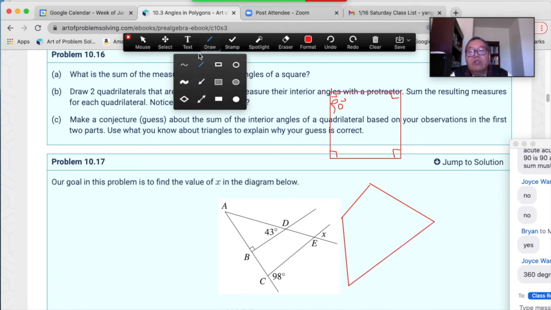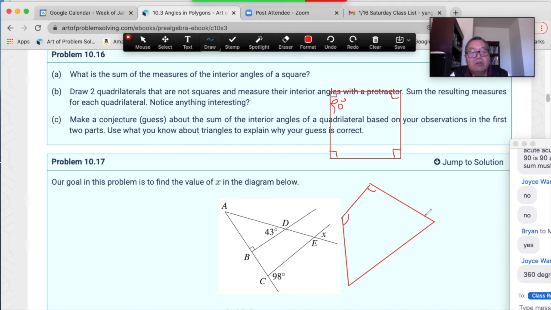Then you can use a protractor to measure these four angles. Measure these four angles, then add all four angles together. See what you get. Definitely you will get 360 degrees.